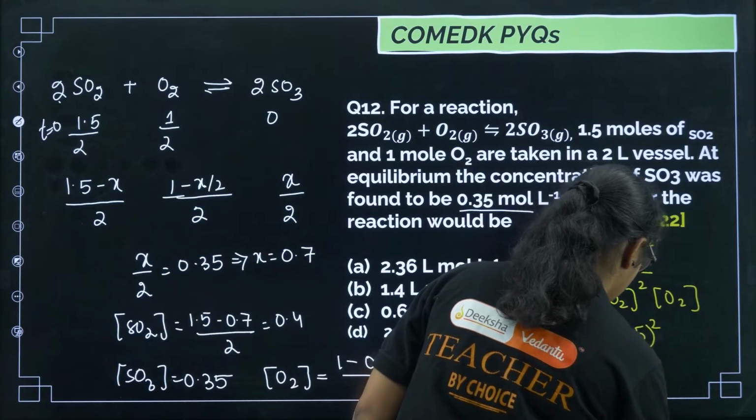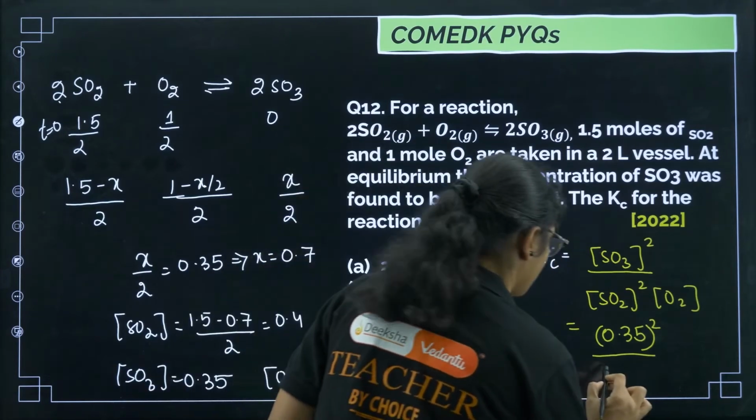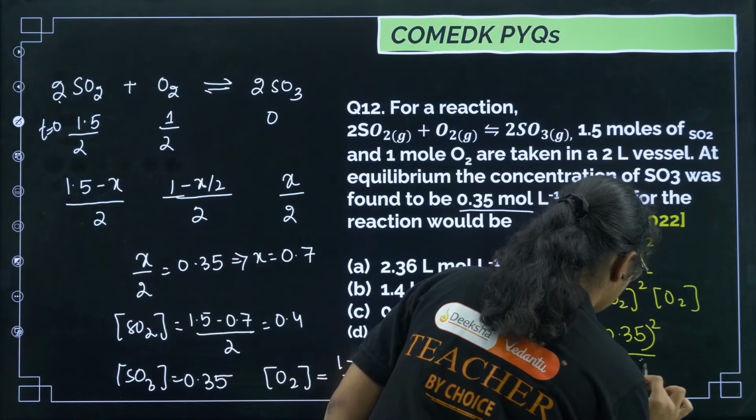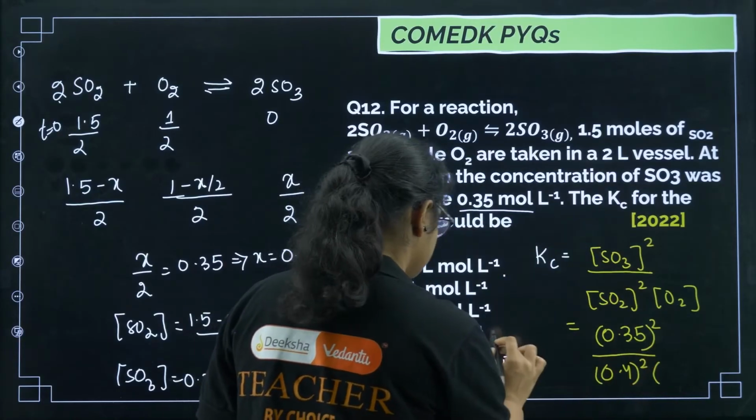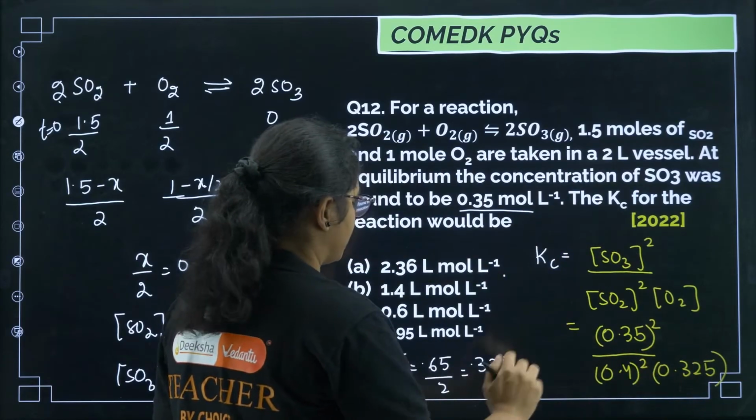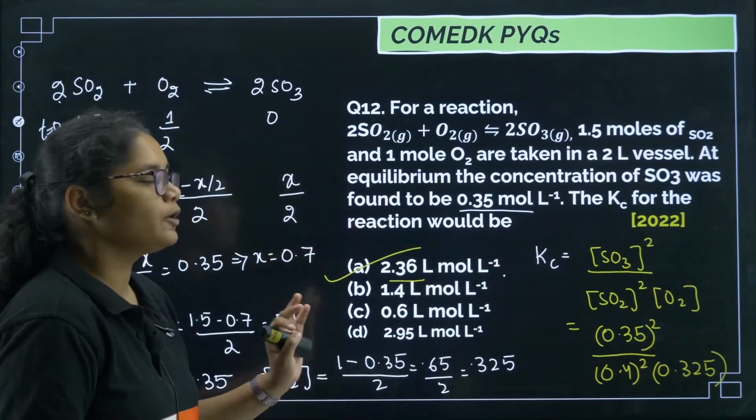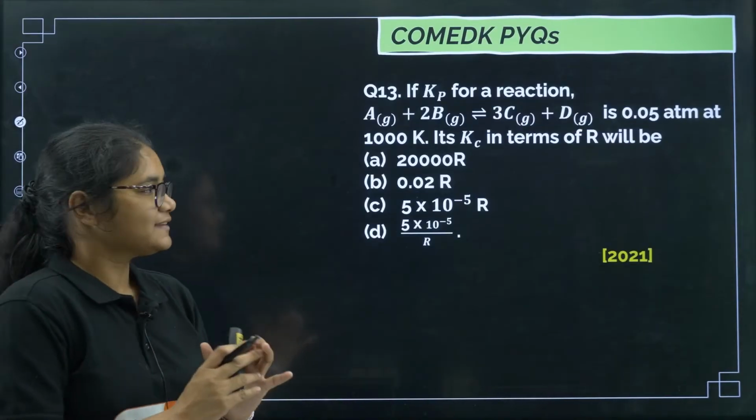Now SO2 value is 0.4 square and O2 value is 0.325. Okay. So now if you solve this, you will be getting around 2.36. So the correct answer for this question will be option number A. Let us see the next question here.